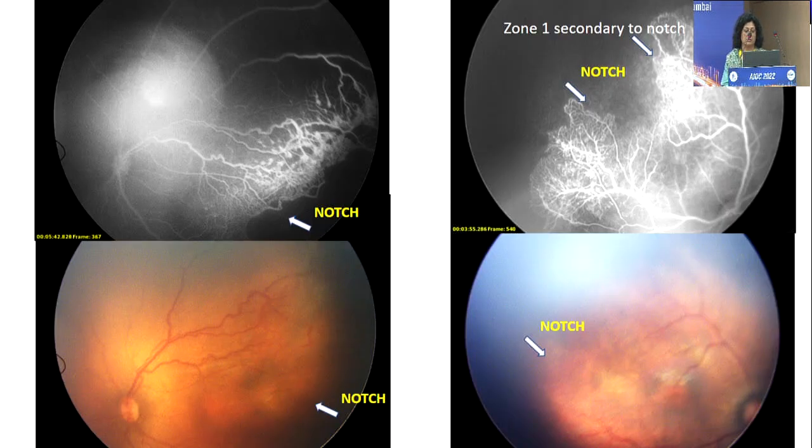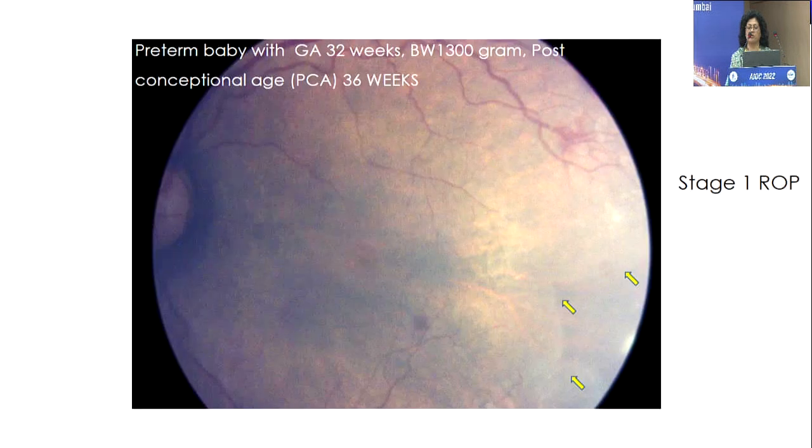Now they've also added a term, notch. Notch is used when we see incursion of the ROP lesions into the posterior zone for 1 to 2 clock hours. In these kinds of cases, we document it as zone 1 secondary to notch. A very careful examination will show this notch in some cases. This is how you have to document that.